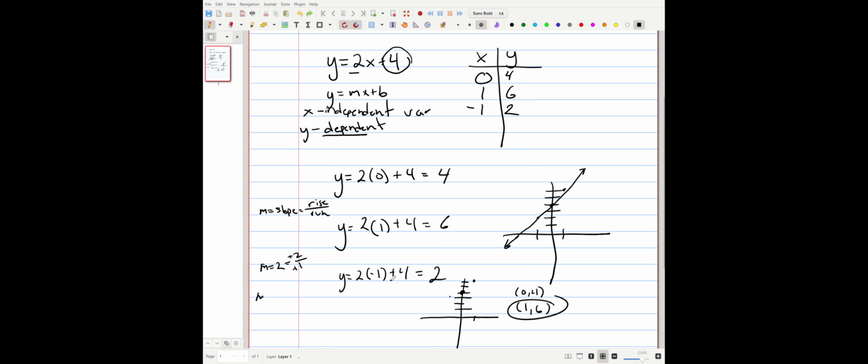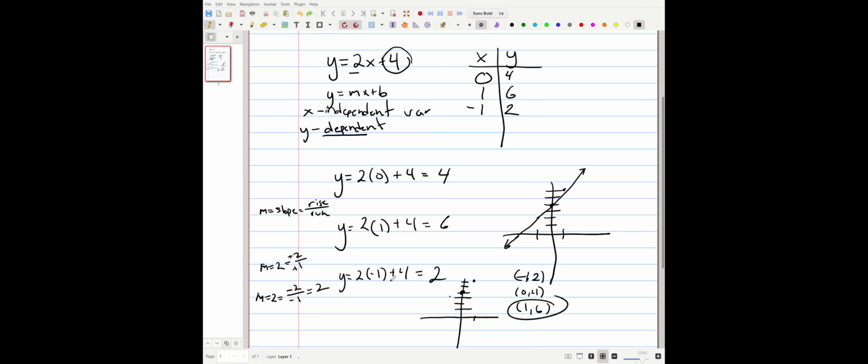Likewise, m equals 2 is equal to negative 2 over negative 1, because negative over negative is a positive. And so if we start at this point again, this means subtract 2 from y. Well, that gives us 2. Subtract 1 from 0, that's going to give us negative 1. And you can see that point is right here.